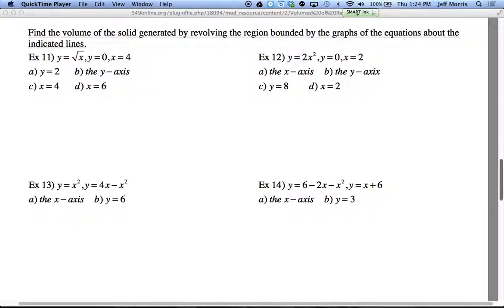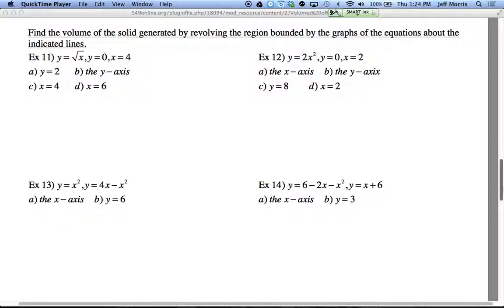Okay, this is example 11, and I'm going to read through the directions. I did part A for you guys at the very end of class, but I'll go ahead and finish it. That way you can get a good idea of how to do it, and then I'll get you started on example 13. That way you can go back and do 12 and 14. So it says y equals the square root of x, y equals 0, x equals 4, and the directions say find the volume of the solid generated by revolving the region bounded by the graphs of the equations.